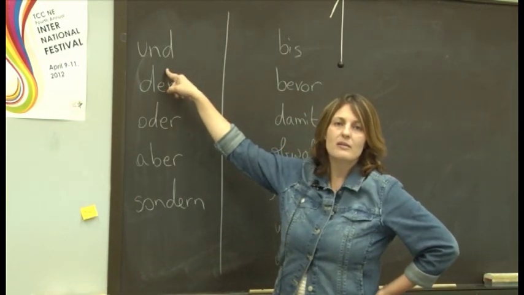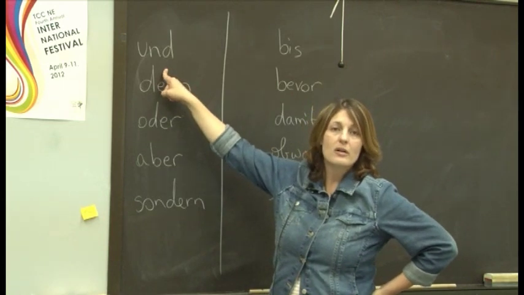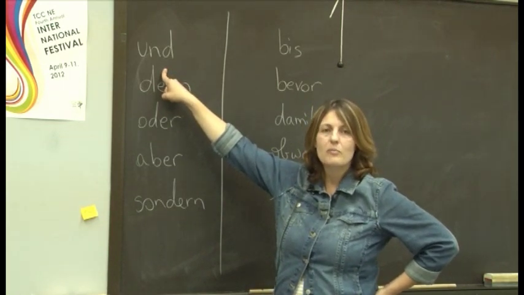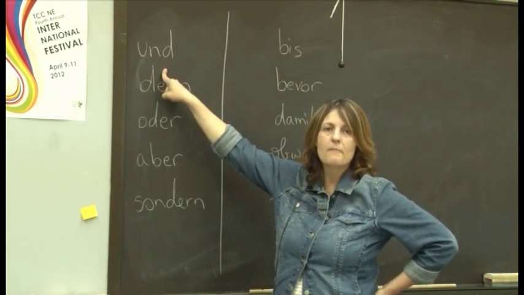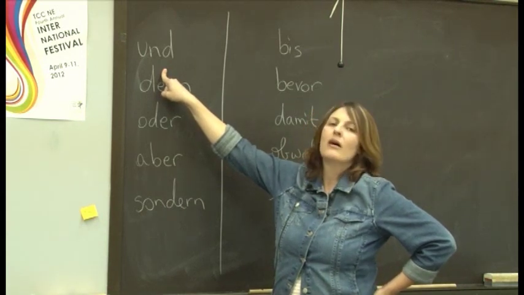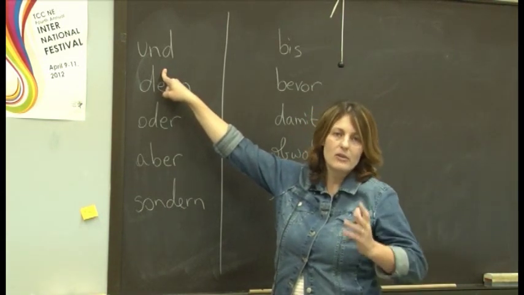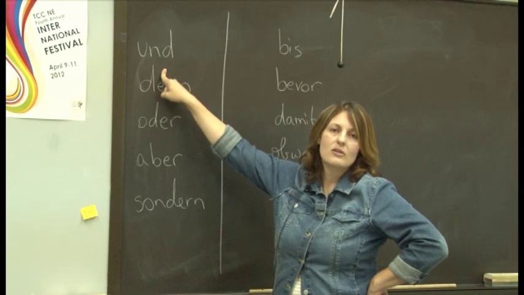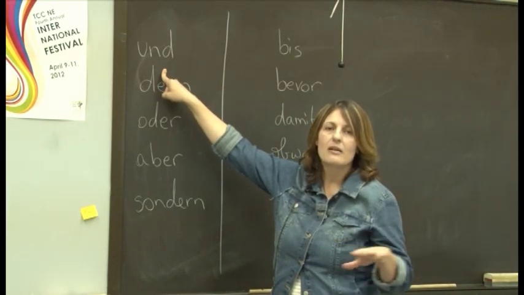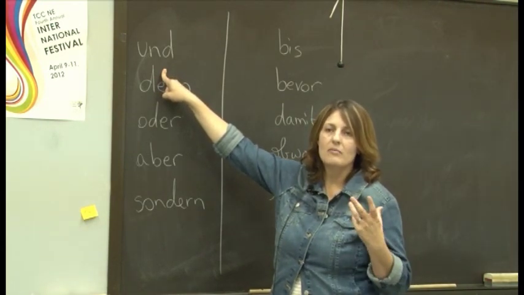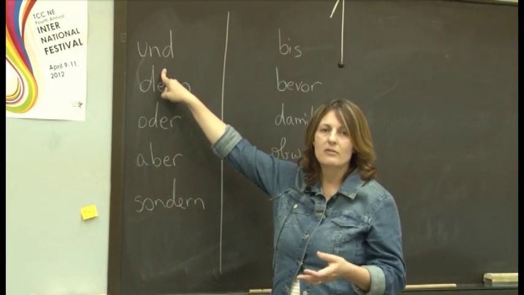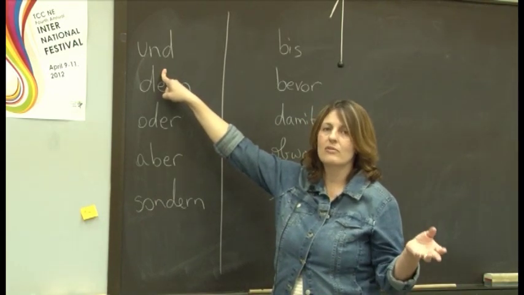Ja, zum Beispiel, ich koche und meine Mutter putzt. Ja? Ich koche und meine Mutter putzt. I'm cooking and my mother is cleaning. Okay? So nothing changed there. Und didn't do anything to that sentence at all. We still had meine Mutter and then putzt, the verb second. Nothing strange. Ja?